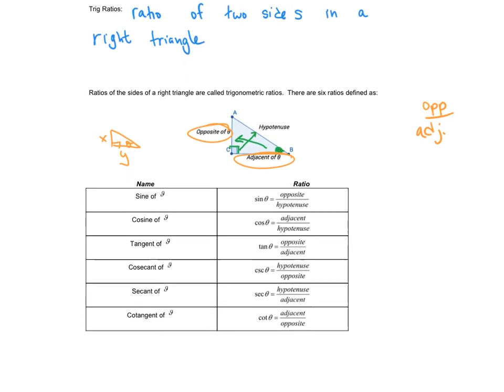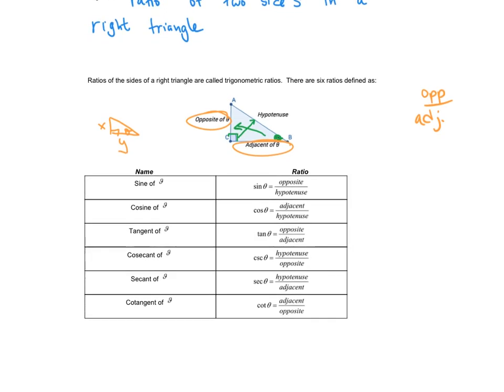So if you recall, we have some different ratios. We have our basic ones, our SOHCAHTOA ones. Sine is the opposite over hypotenuse. Cosine is the adjacent over hypotenuse. And tangent is the opposite over adjacent. So those are our basic ones, and you can just take the ratio of those two sides in a triangle. And it's always the same for any right triangle that has those angles.